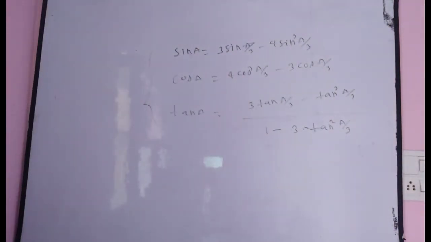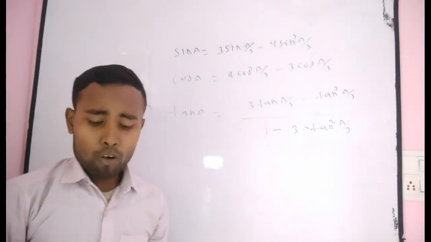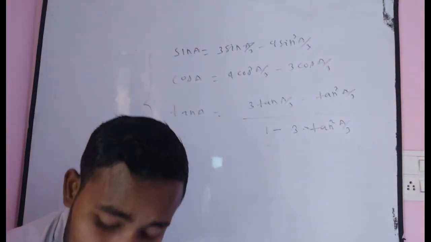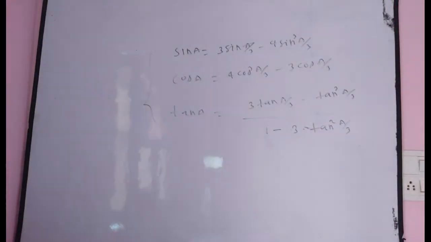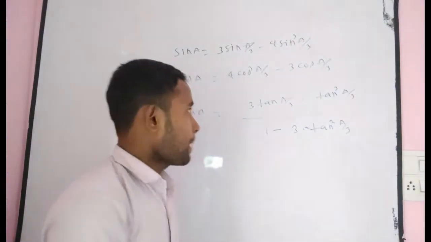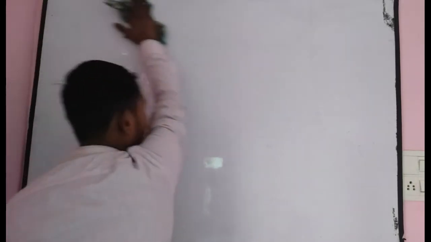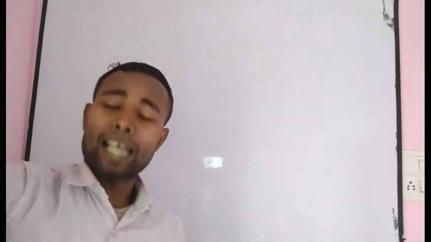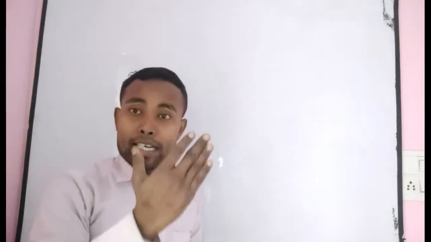Now I want to give some ideas on how you can get the value of sin 18 degree, sin 36 degree, sin 54 degree. Because in previous classes as well as in this class, you know only how to find the value of a trigonometric angle that can be expressed as the sum of two angles whose values are known.